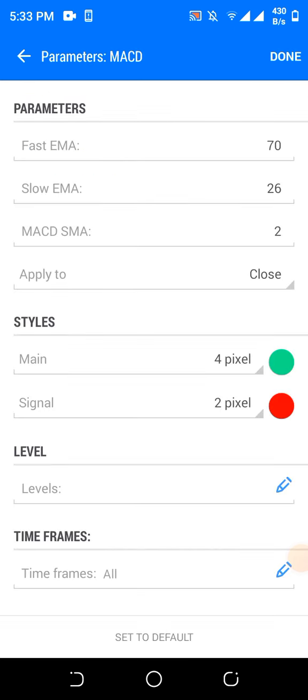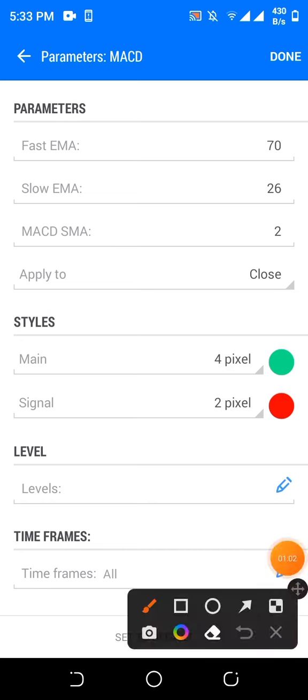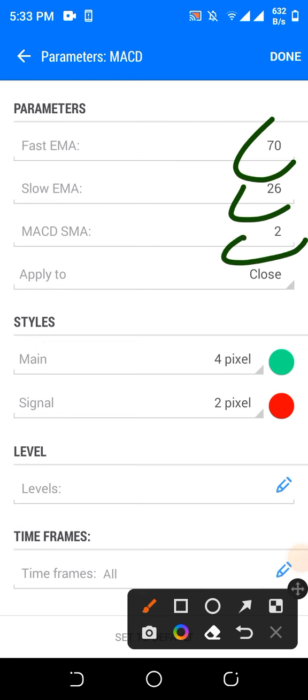Now the fast EMA is 17, slow EMA is 26, MACD SMA is 2, apply to close. Do you understand? Now from the style, the main line is 4 pixels, color green, and the signal line is 2 pixels, color red. That's all about the MACD indicator I am using live on this trade. Do you understand?